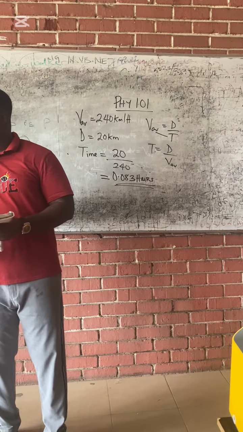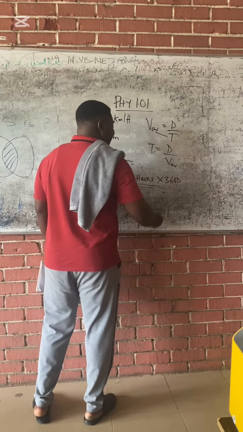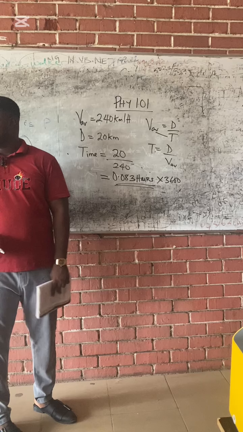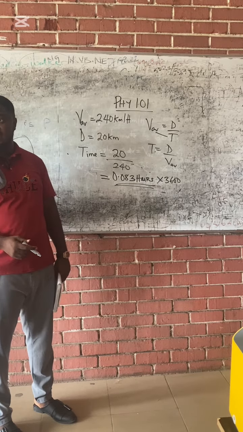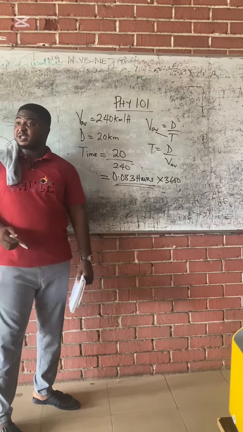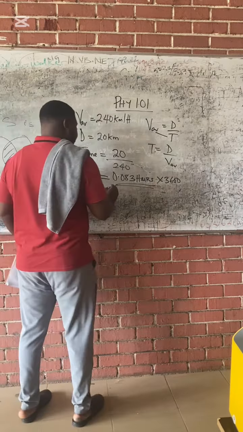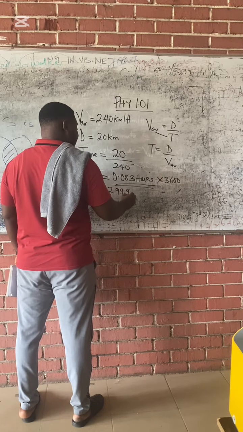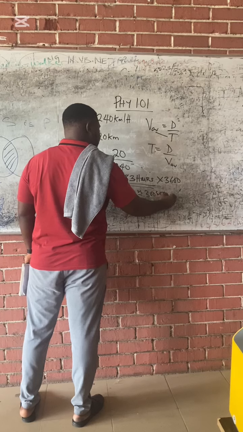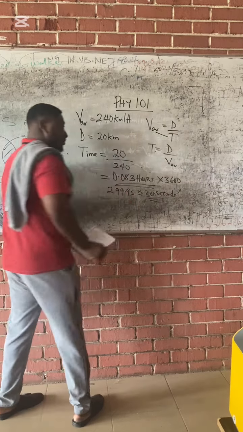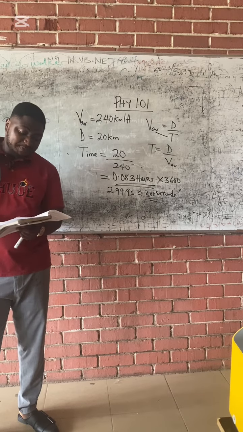You see? If your answer is to be in seconds, you then multiply by 3,600. To convert to seconds, multiply by what? After getting your answer in hours, from hours to seconds, multiply by 3,600. So what is 0.083 multiplied by 3,600? 299.9 seconds, which is approximately what? 300 seconds.